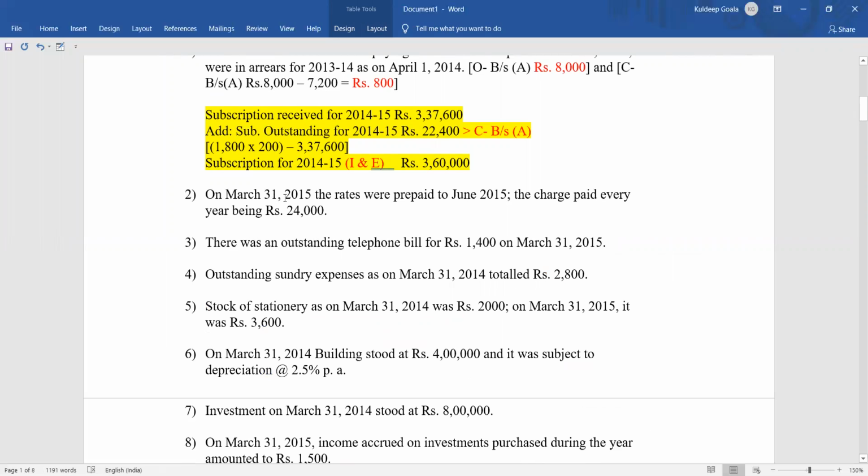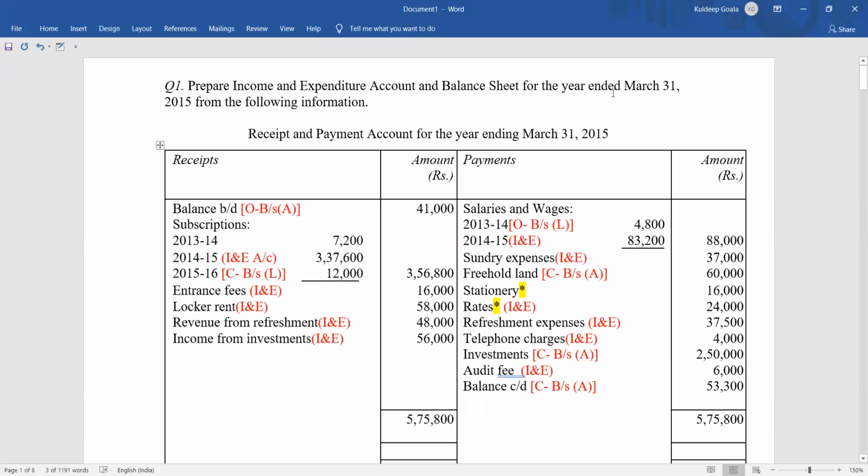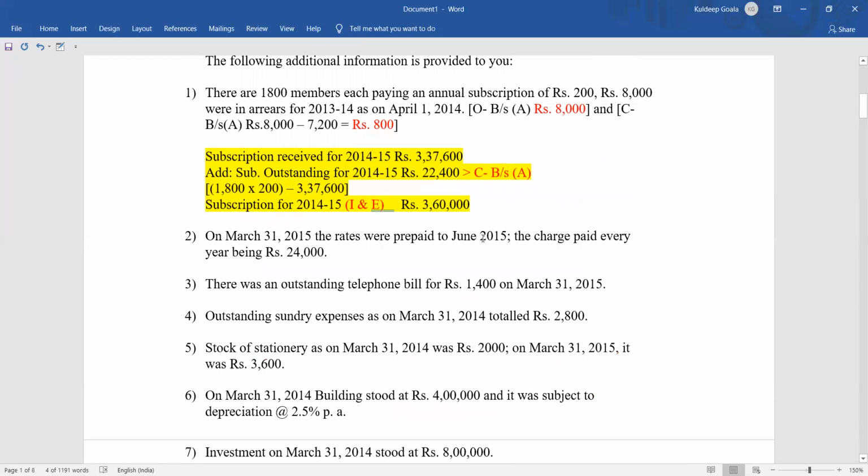See, on March 31st 2015, there was a prepaid year ending. There was a prepaid to June 2015, the charges being paid every year at 24,000, right? What is told is that on March 31st the rates were prepaid, and it was prepaid up to how much? June. We have paid up to June 2015. Our year ends on which date? Our year ends on 31st of March.